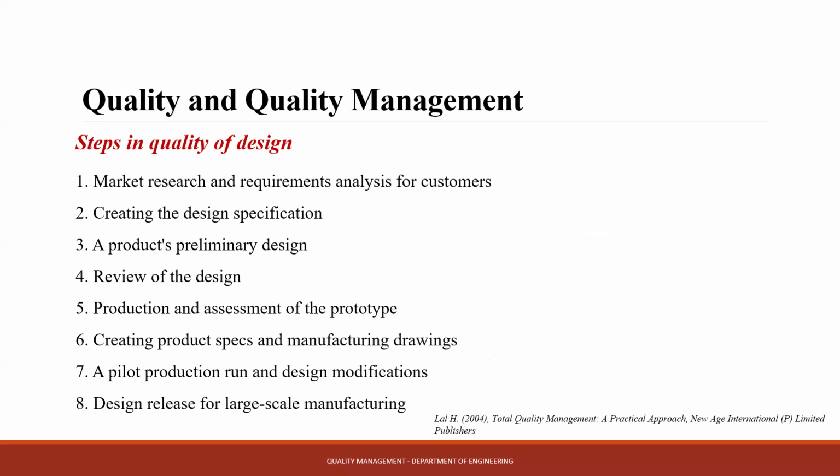It usually starts with market research and requirement analysis for the customers, and then creating the design specification. Then the third one is the product's preliminary design, and the fourth one is review of the design, and then the production and the assessment of the prototype. The sixth activity is creating the product specs and also manufacturing drawings. Then before the last step, we should go for a pilot run, right? The pilot production run and the design modification should be done. And finally, the eighth step is design release for the large scale manufacturing. That is how we go through this quality of design.